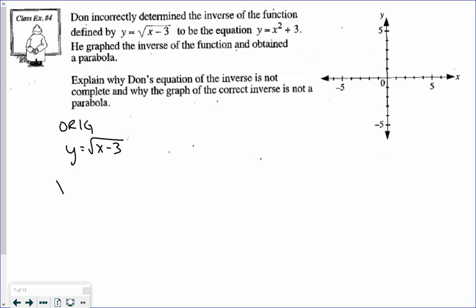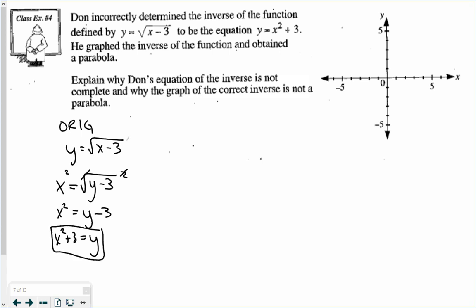So if I were to just find the equation, I would start out by switching my x and y's around, okay? And then I would square both sides to get rid of my square root. And then I would add 3 to both sides. So that's how he got his inverse equation. So he didn't do anything wrong mathematically. So let's look at the graph.